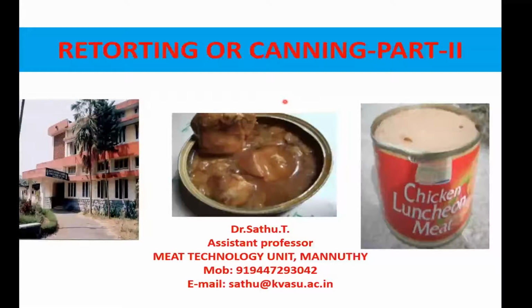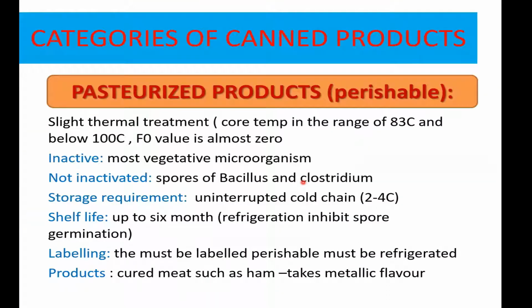So in the last class we have seen about the different steps of canning. What are the different steps, how to make the canned products? So in today's class we are going to see the different spoilage of canned foods. Before getting into that, let's understand what are the different categories of canned products.